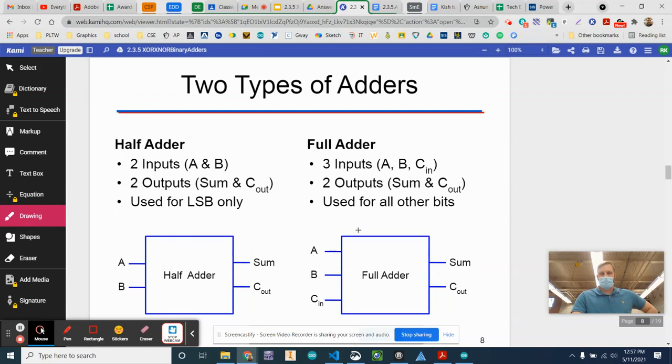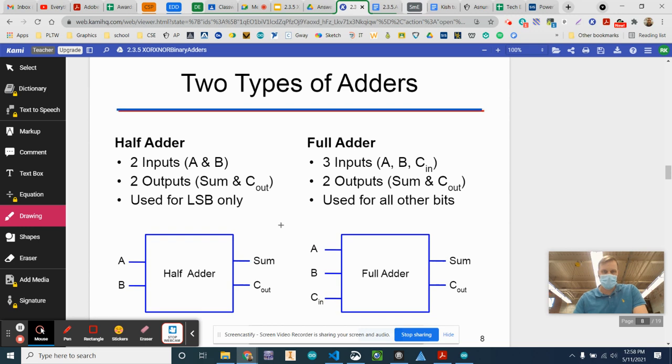The full adder here has the option for my A bit, my B bit, and a carry in from the previous adder. So I could use a half adder for this one, or if we're going from a full adder to another full adder, then the C out could tie into the C in of the next. Basically it allows for the 2 bits going in plus the carry from the previous place.